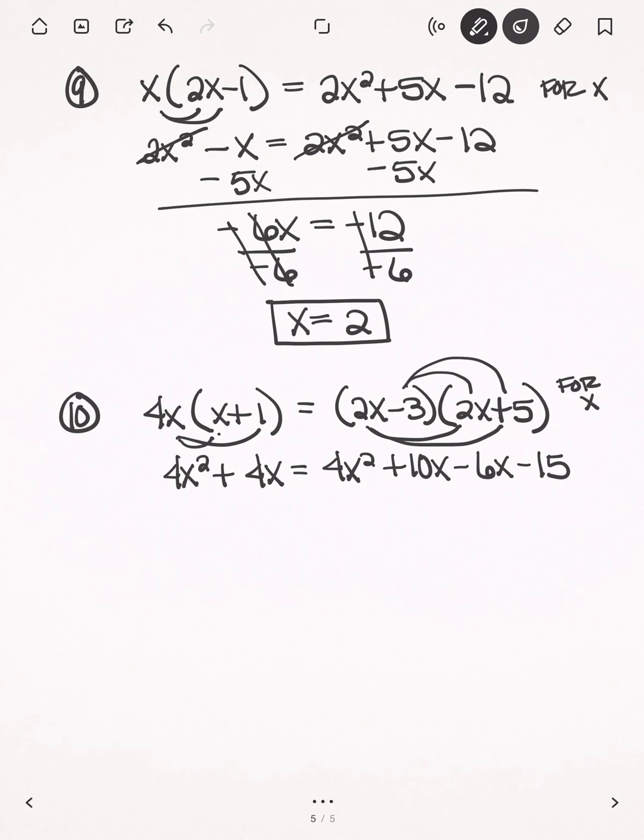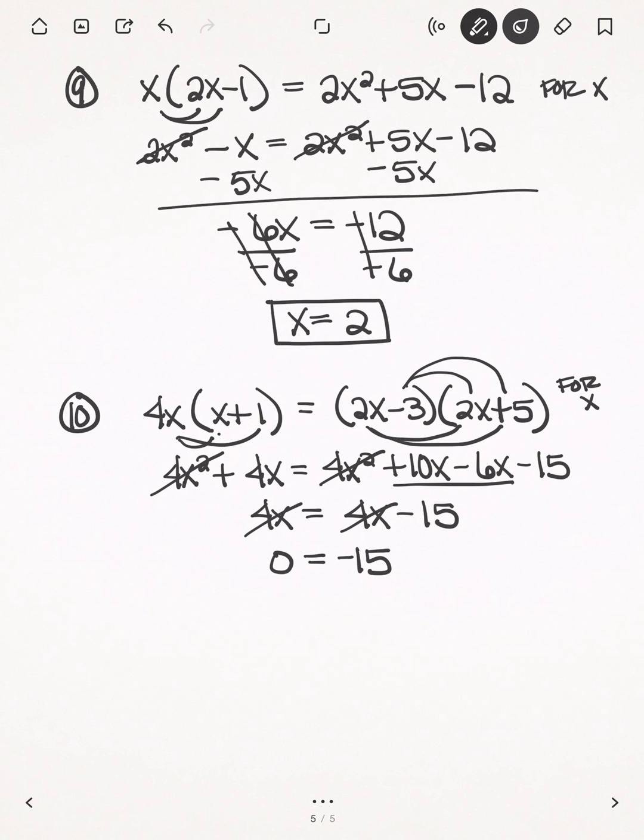Okay, we cancel out our 4x squareds from both sides. We simplify. We have 4x on this side, and we have like terms over here, so we're going to add those together before we try to move anything. So we end up with 4x minus 15. Well, what happens when you have 4x on both sides? Well, they cancel out. And what's left on this side? Nothing. So we say 0 equals negative 15.